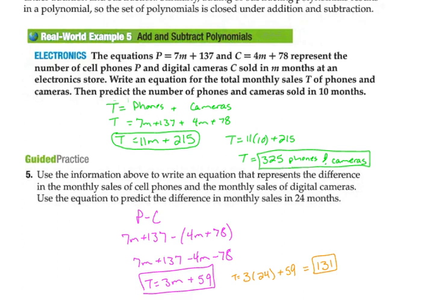Okay, here we are looking at the difference in monthly sales between phones and digital cameras. So we are subtracting the two, knowing that means that we distribute a negative through. So the difference is 3 per month plus the 59 that we started with. After 24 months, we plug that 24 in. We notice that we have a difference of 131.